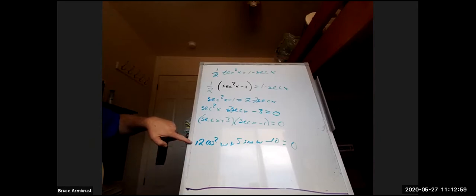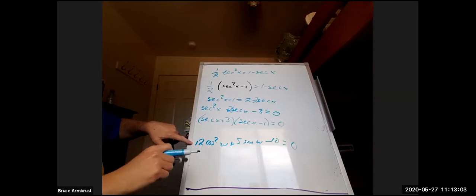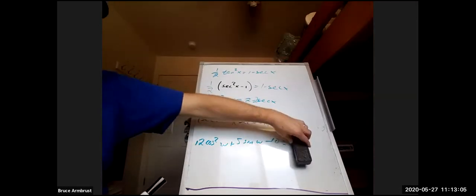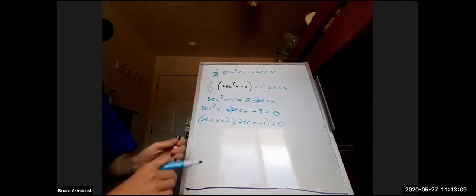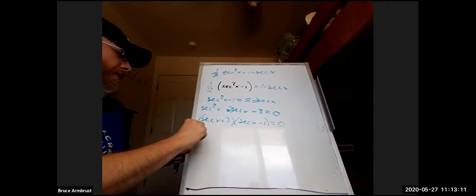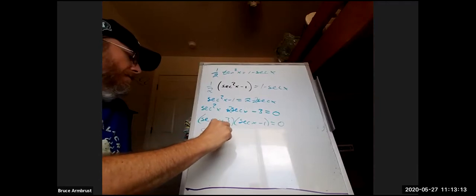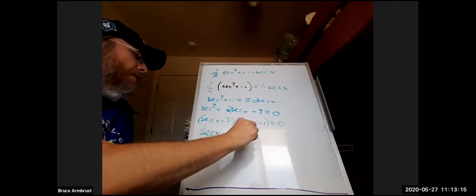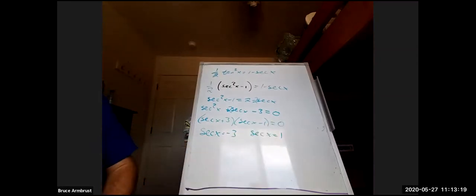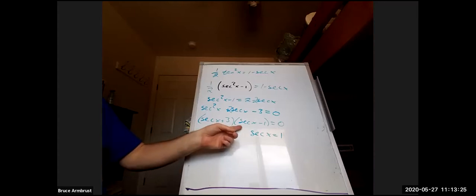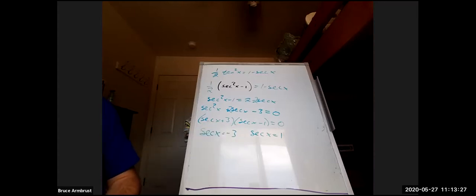This second equation, I'm not going to solve it, so I'm going to erase it, but I'm going to talk about it in just a second. So let's finish this off. We're going to get secant of x equals minus 3 and secant of x equals 1. So that's what the secants have to equal for this to be true.